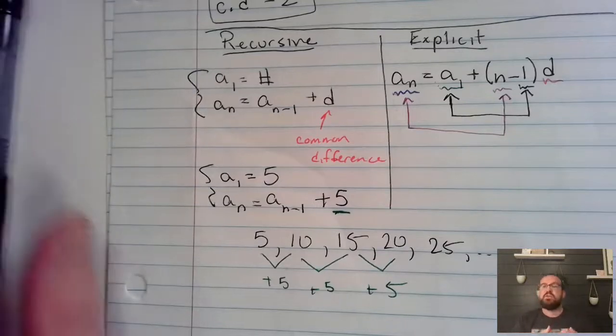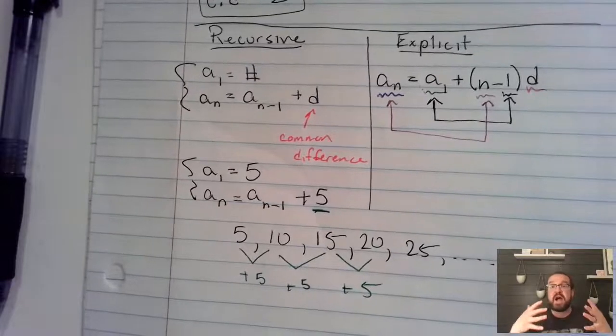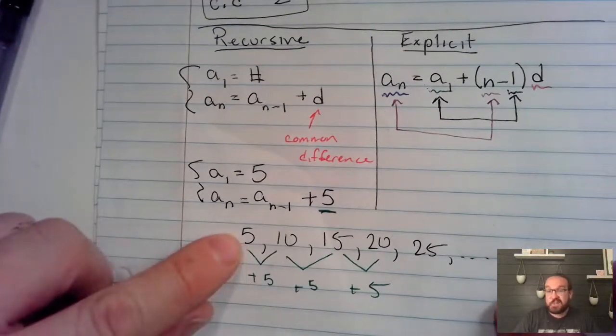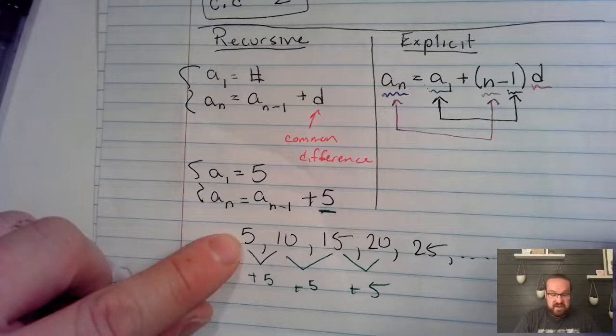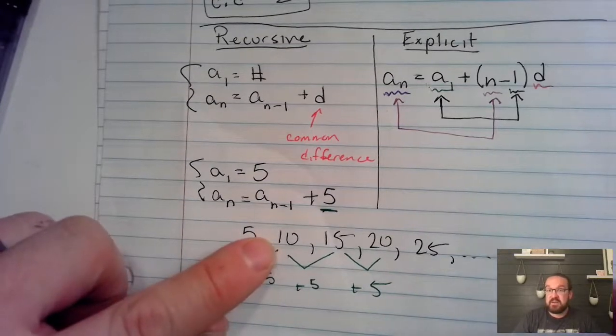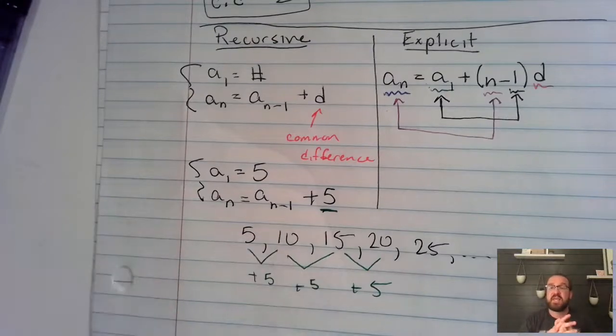Now, when I do the explicit formula, this is really just y equals mx plus b, okay? That's really what it is, right? If I said the first position, that'd be like x is 1, then y would have to be 5. X is 2 for the second position, y would have to be 10, right? So the explicit formula really is just a y equals mx plus b formula, all right?